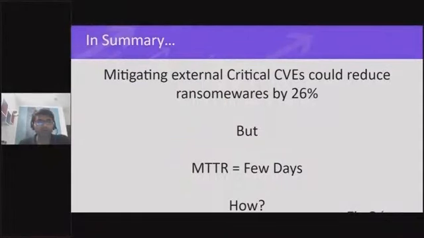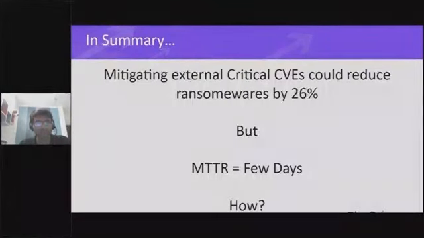Now, in summary, mitigating external critical CVEs could reduce ransomware by 26%, I think, as per the stats and research by various reports. But the catch is that your MTTR has to be a few days. If the vulnerability is left open more than a few days, there is an increasing chance that it can be a potential target of an attacker, and it is just luck that it is not being exploited.